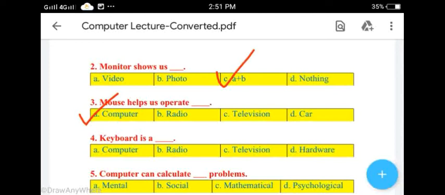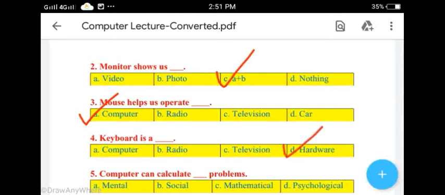Let's read question number 4. Keyboard is a computer, radio, television, hardware. We know that keyboard is not a computer, it's not a radio, it's not a television. It's a hardware because hardware is that thing that can be touched, as well as keyboard is that device of a computer that can be touched. So from this point of view, we can say that keyboard is a hardware. So we can put tick mark on D.